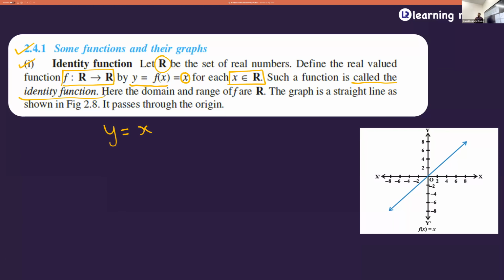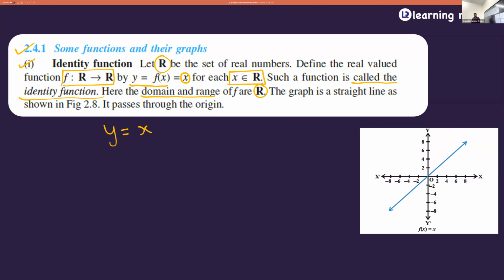Because the input and the output are the same, that's why it's identity. So here the domain and range of the function are going to be R. Means if you give a real number as input, you will get exactly the same real number as the output. Right? So how is the graph going to look?